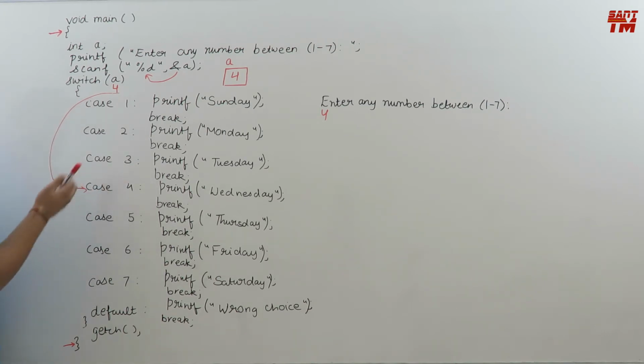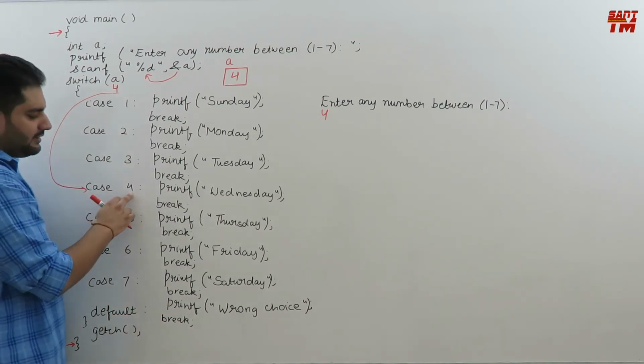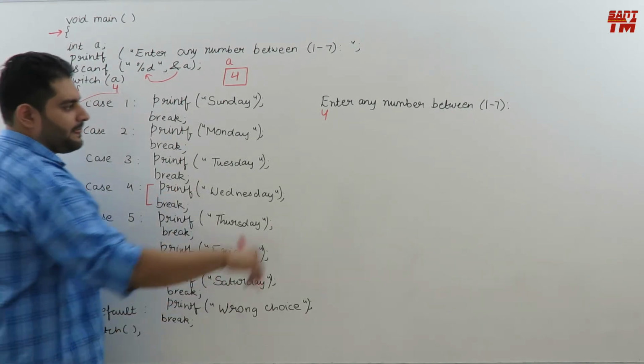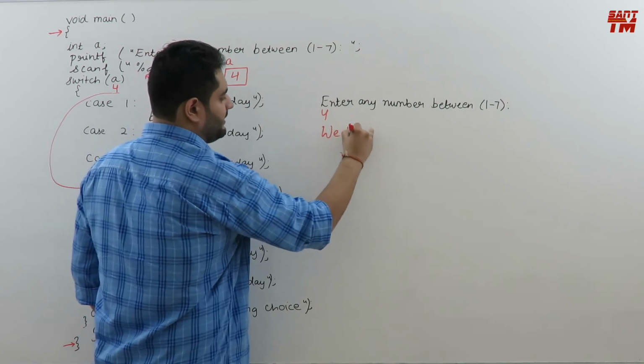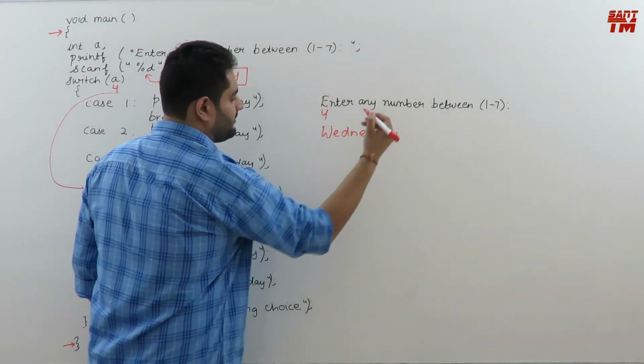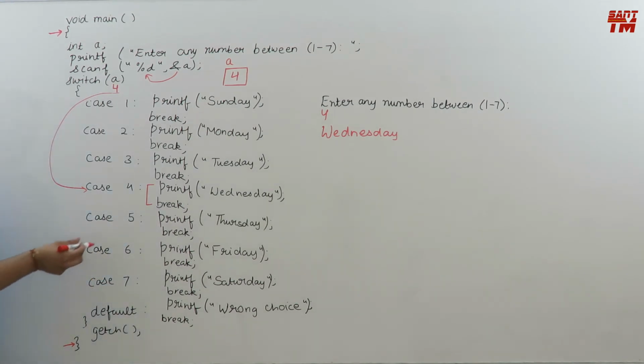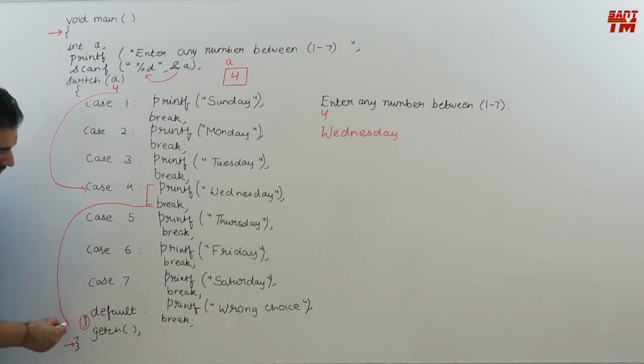Then here case 4 is matched. In case 4, I have found these two statements. The first statement is printf Wednesday. So Wednesday will be printed as it is because it is written in the printf statement. Then the next statement is break. Now the function of this break statement is that it takes us out of the switch case. This is the closing brace of the switch case. So it will take us to the next statement after the switch case, that is getch. That means now the program will terminate.